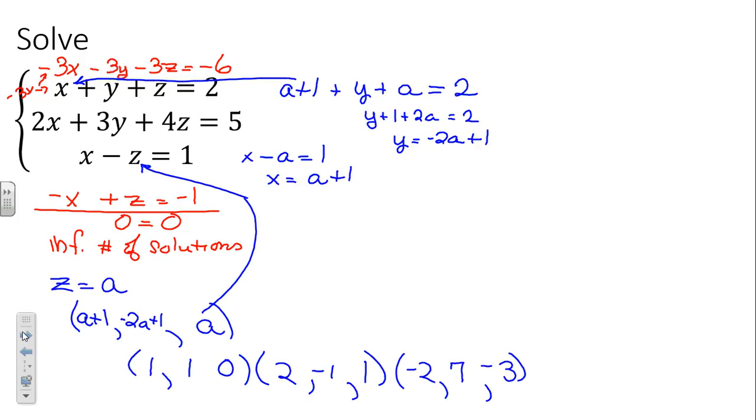Those 3 points plus an infinite number of others are going to satisfy that system, because those planes intersect in a straight line. Make sense? Okay. All right.